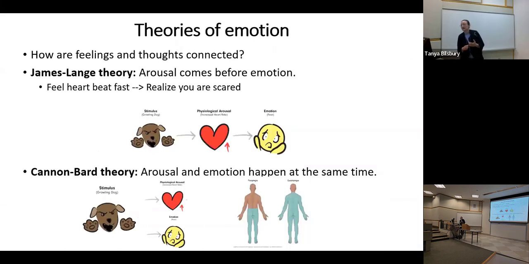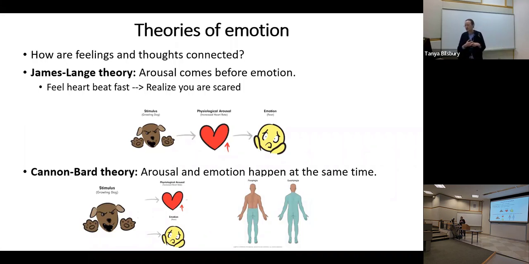Okay. Here's a couple of early theories for emotion and about how feelings and thoughts could be connected. In the James-Lange theory, he thought that the arousal came first. So let's say that you see a stimulus that is a bit scary, like a scary dog. Well, then that makes your heart beat, and then you notice that your heart's beating and you interpret, you say, oh, I'm afraid.